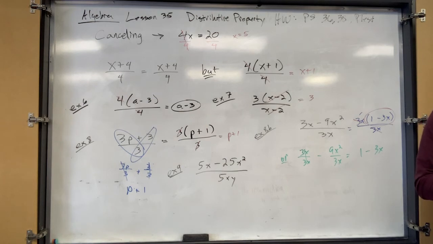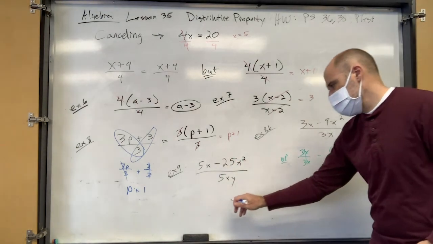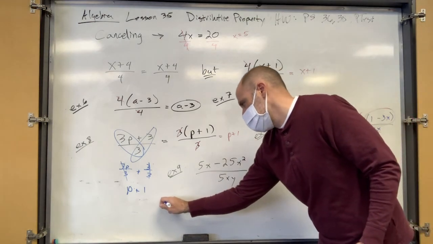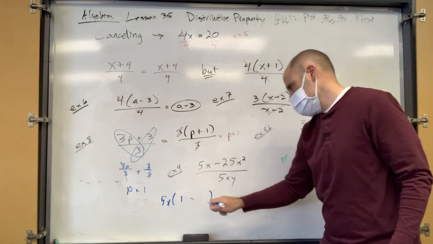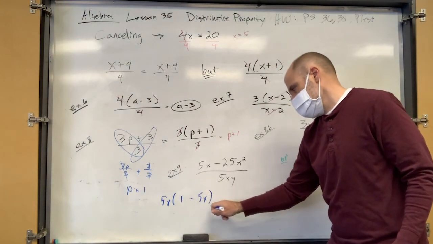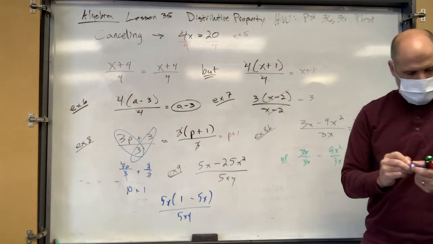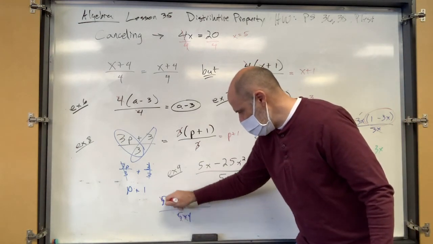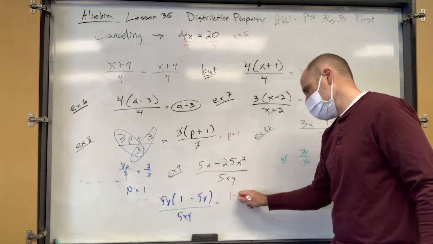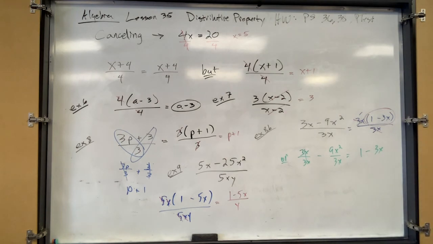All right, when in doubt, factor out. What goes into both 5x and 25x squared? If I take a 5x out of both of those, what am I left with on top? 1 minus 5x. Good. All over 5xy, what cancels? Just the 5 and the x. So you're left with that y downstairs. So then you're just left with 1 minus 5x all over y. Is that what you guys got?